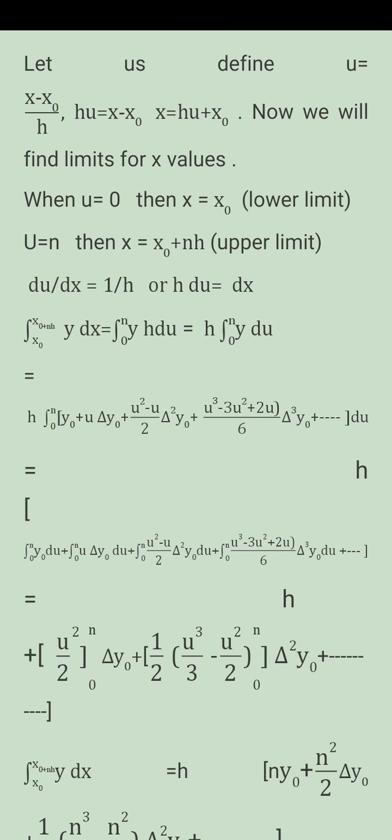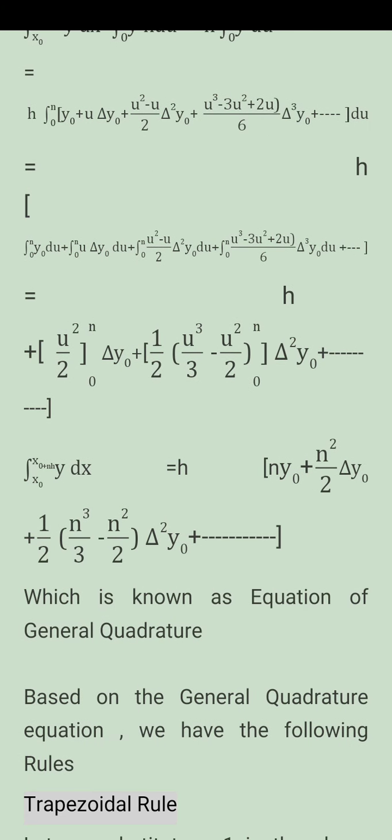And now we take the general quadrature equation. We write the integral from x naught to x naught plus nh of y dx is equal to the integral from 0 to n of y into h into du, that is h into the integral from 0 to n of y du. And this is the equation dx is equal to h into du. From that equation of u, we write du by dx is equal to 1 by h. Now we substitute the y values from the above equation into this equation, and we take the integral for each part.